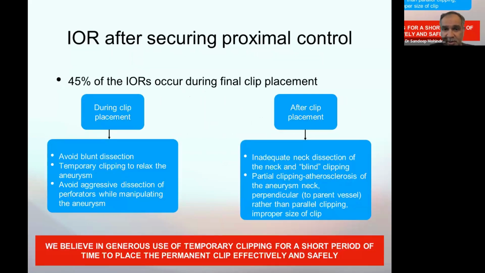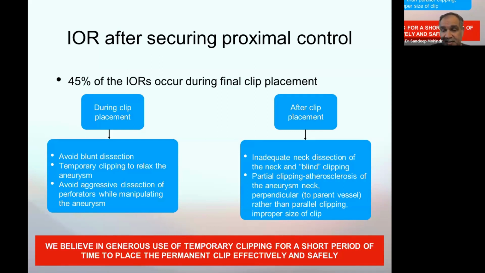If you have proximal control, then there is much less of a problem. 45% of IORs occur only during the final clip placement. So during clip placement, as I have already told you, avoid blunt dissection, use temporary clipping to relax the aneurysm, and avoid aggressive dissection of perforators while manipulating the aneurysm.